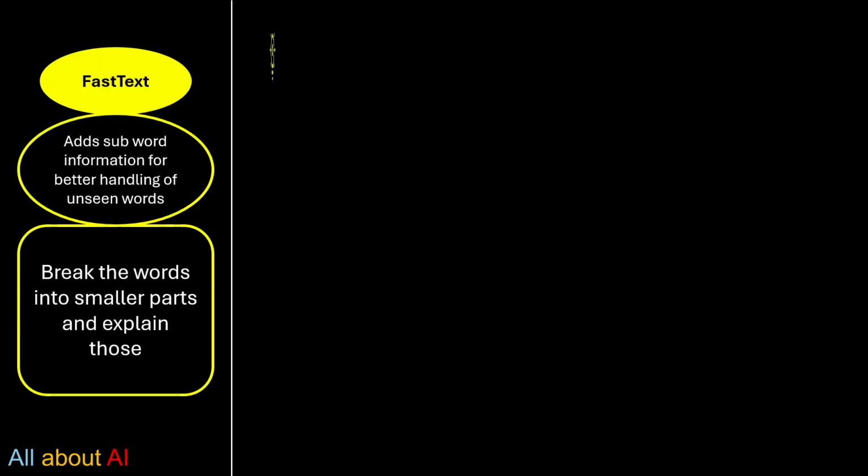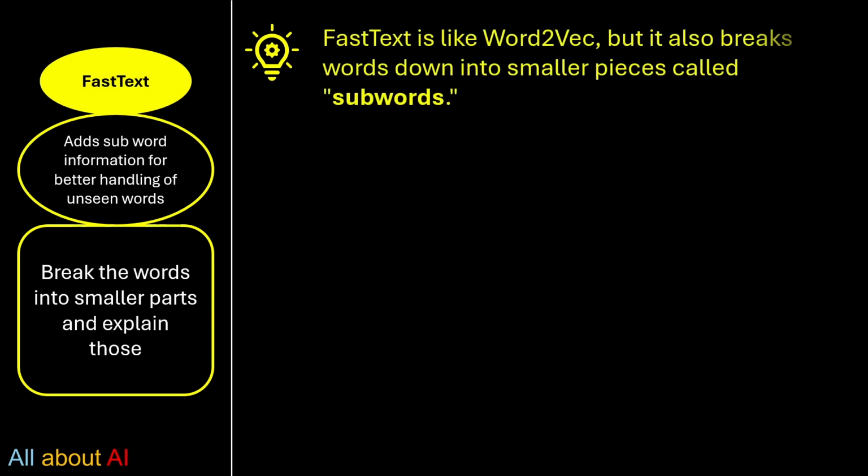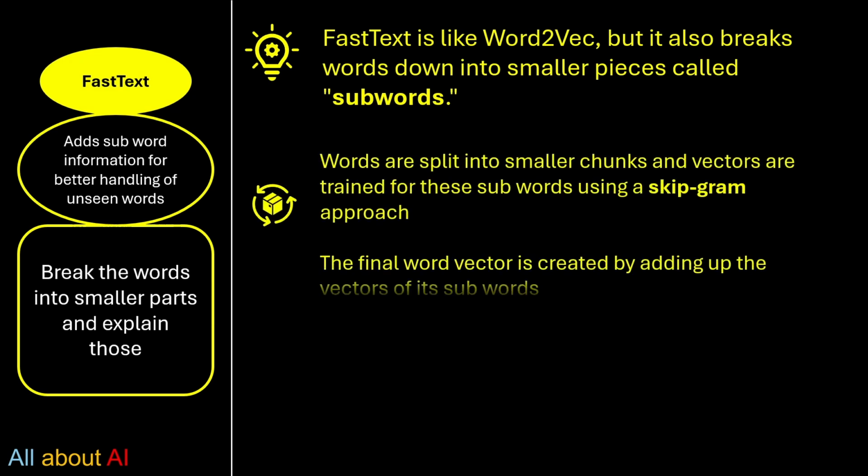Next, we'll talk about FastText. Now, what is the key idea behind it? It breaks down words into smaller pieces called subwords, but inherently, it's like word2vec only. So it splits the words into smaller chunks, and vectors are trained for those subwords using a similar technique like a skipgram approach. The final vector is computed by adding all these subwords.